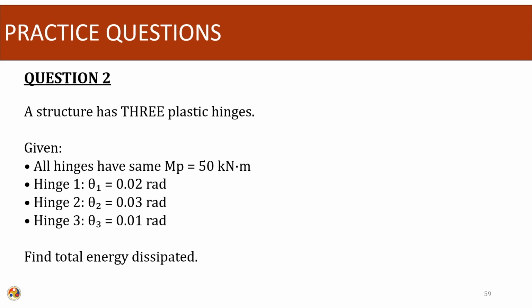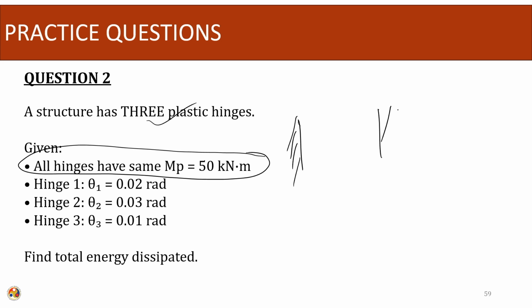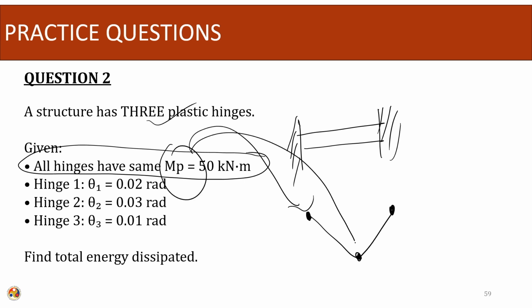So, here we move into one more question. In this case there are 3 plastic hinges. All the plastic hinges have the same moment capacity, 50 MP. This might occur in a fixed beam, where we can have 3 plastic hinges. The plastic hinge capacity is the same, but the rotations allowed are different: theta 1, theta 2 and theta 3.